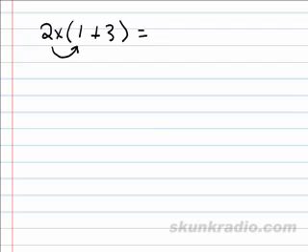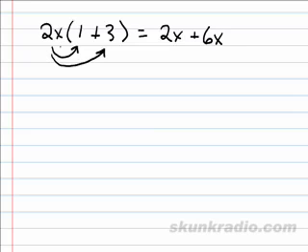Okay, let's use a little more difficult ones. 2x times 1 plus 3. And once you see the pattern on how this is working, it's not really difficult. So positive 2x multiplied by 1. And we know that anything times 1 is just the same number itself, so that's 2x. And then positive 2x times a positive 3 is a positive 6x.